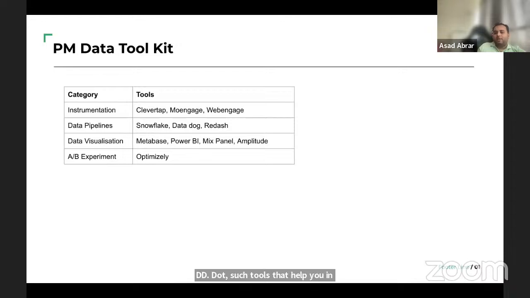Then there is the visualization layer. Hey, now you have data in a database. Can I visualize it, make cuts on data? So Metabase, Power BI, all of these help in this. And to run an A/B experiment, there is Optimizely, StatSig, and there are other tools as well.